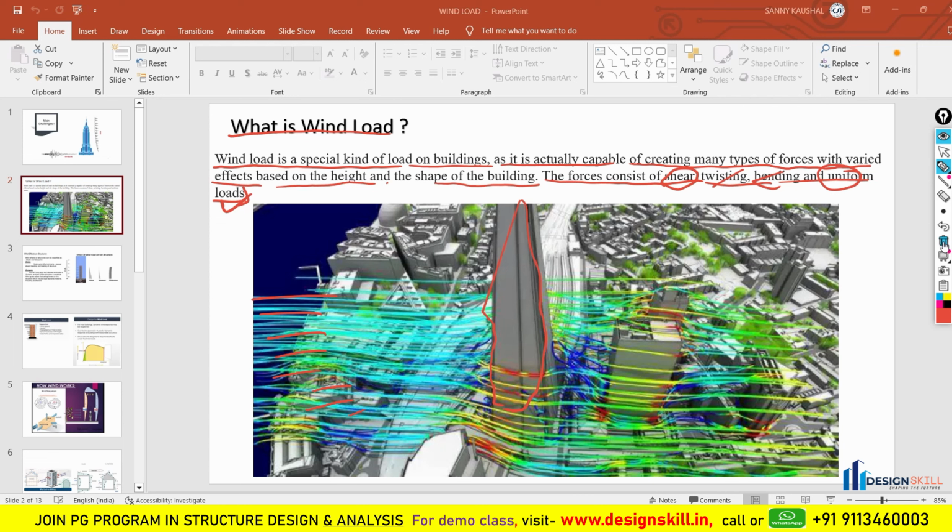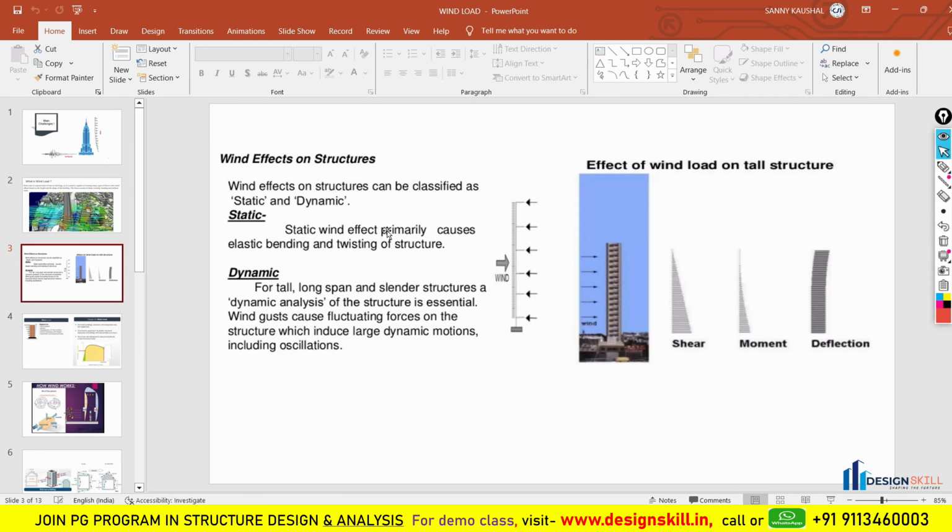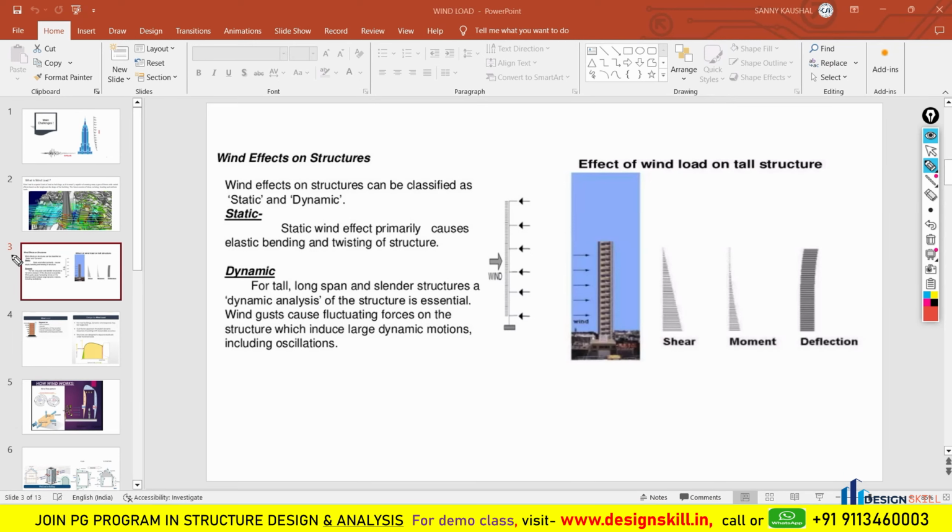Now move to the next slide, which is all about the effect on the structure. What effect is wind going to create on the structure? When wind is applied on the structure, what could be the effect? Wind effects are classified into two types: one is static and the second is dynamic. First, we will study the static one. Static wind effect primarily causes elastic bending and twisting of the structures.